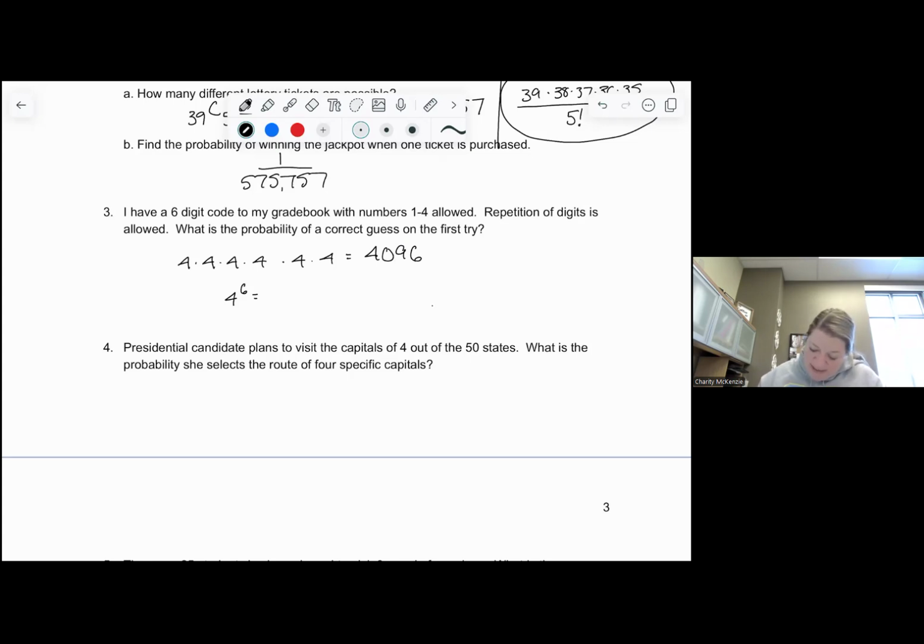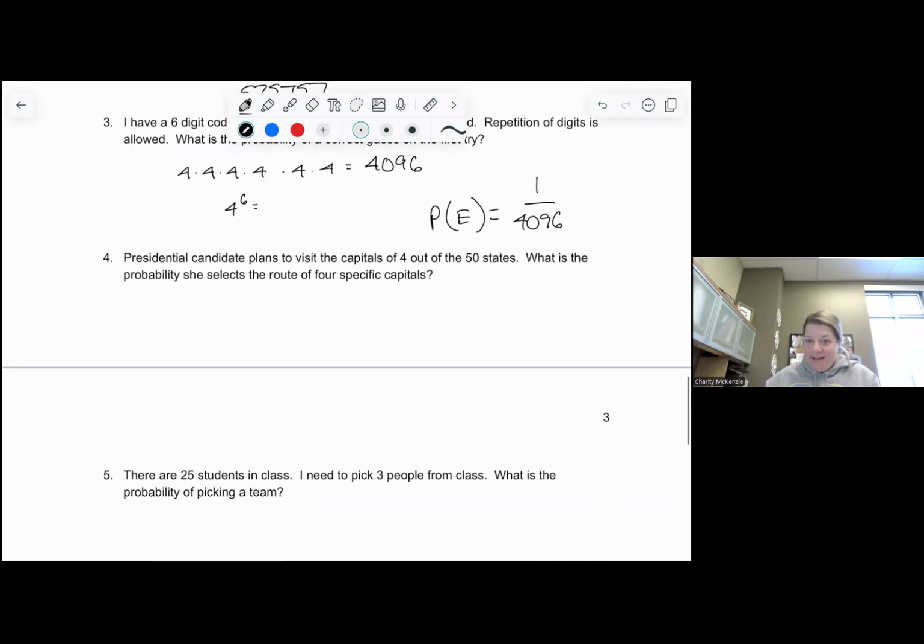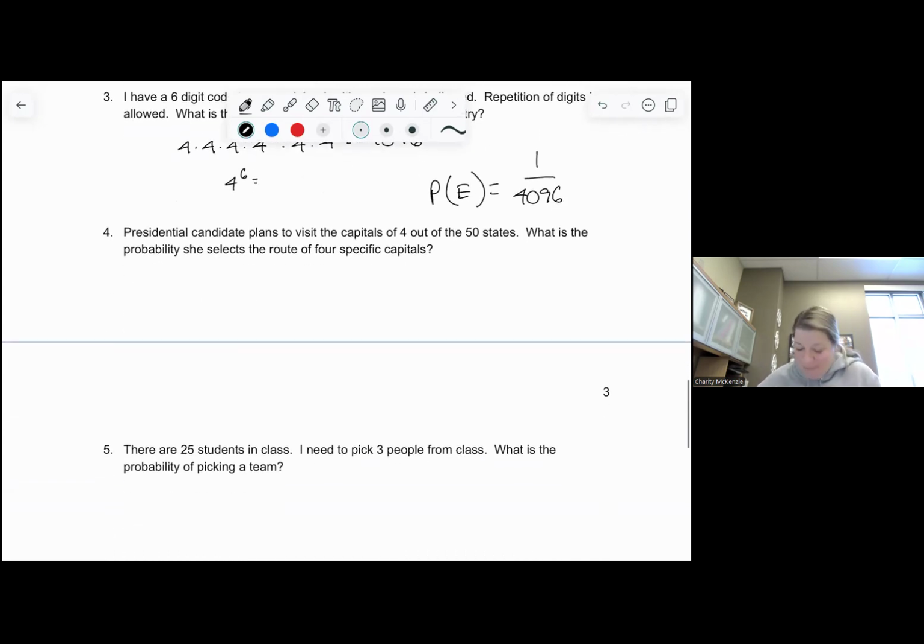What's the probability of guessing this event here? It's just 1 out of that, if there's only 1 correct answer. If you bought more than 1 ticket on the one above, then the top number would not be 1. It'd be however many tickets.